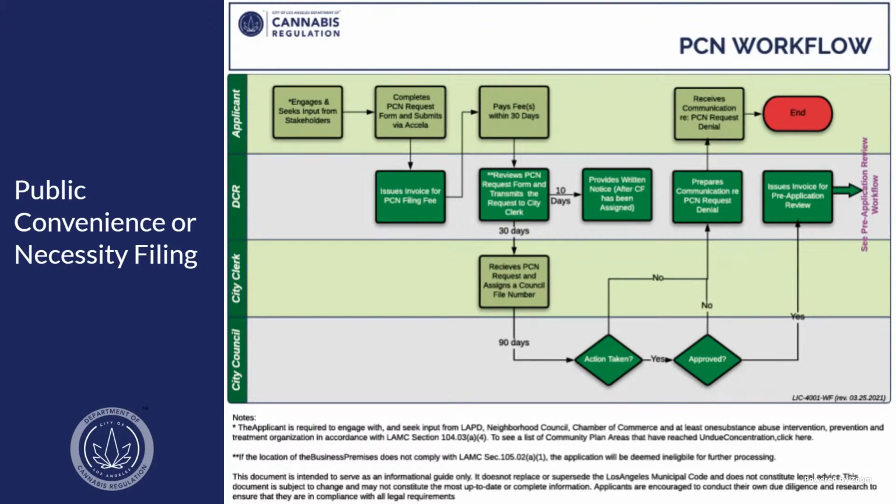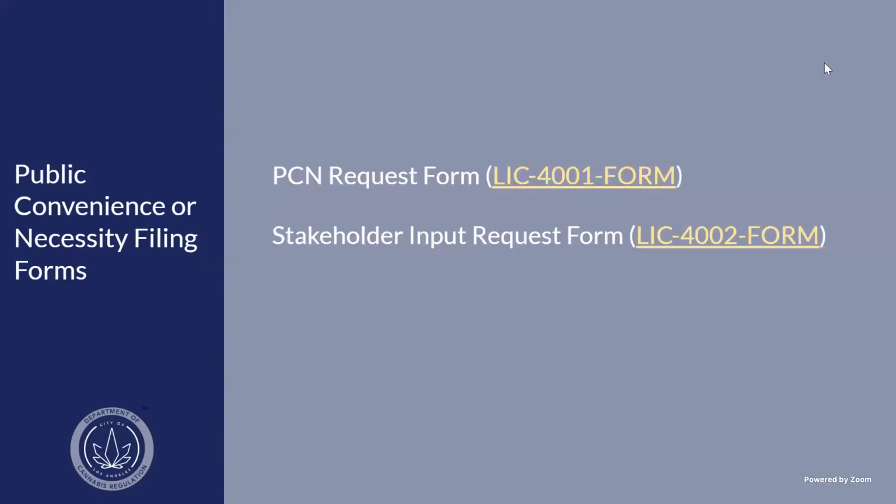Remember, other commercial cannabis businesses with on-site sales are not considered a sensitive use. So, you will have to make sure that you don't have any competitors within 700 feet prior to submitting your application. But once you get through this process, if you get the finding, you'll have the ability to submit the application, whether it's a temporary approval application or an annual application. The PCN request form is available on DCR's website, as well as the stakeholder input request forms.